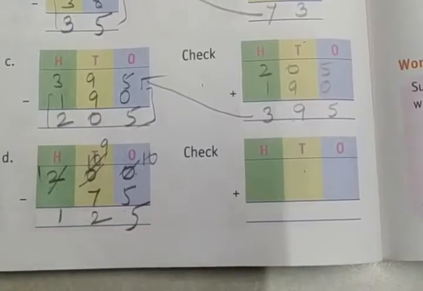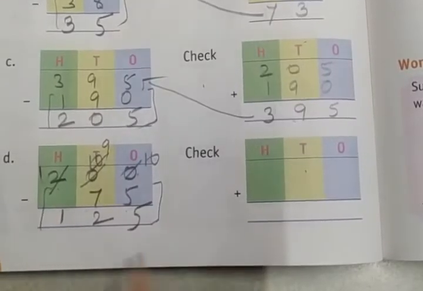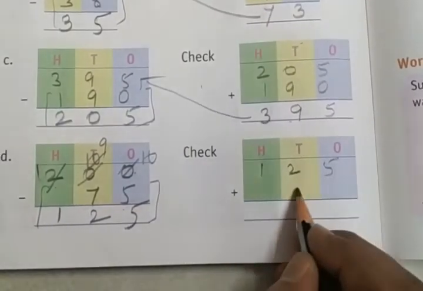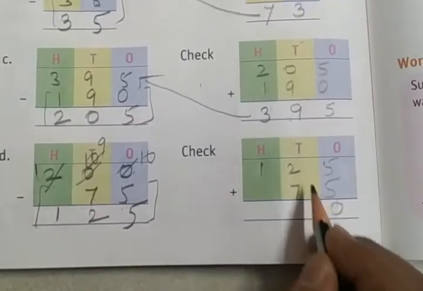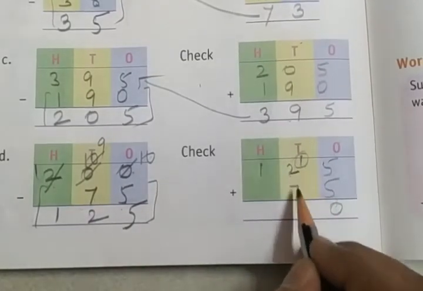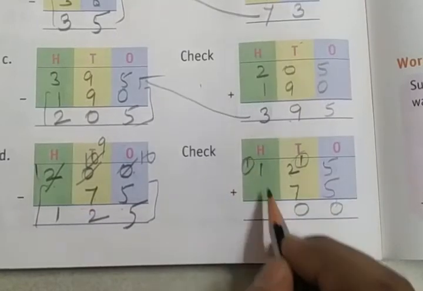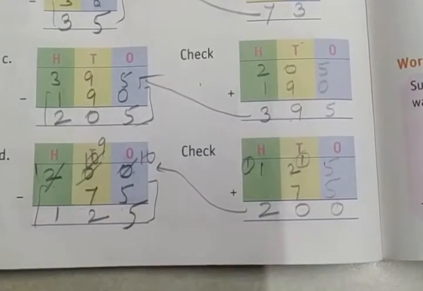It means that 200 minus 75 is equal to 125. Now we have to add both the things, 125 plus 75. 5 plus 5 is 10, that is 0, carry 1, 1 plus 2 is 3, 3 plus 7 is 10, so 0 again, carry 1, 1 plus 1 is 2. We got the answer. Both are same.